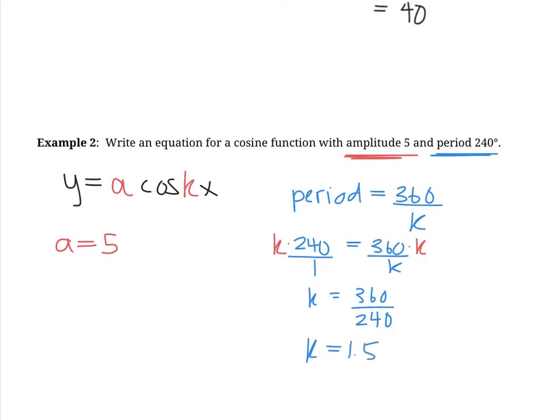So if we were to put this all together, our equation would be y is equal to, our A value is 5, and we know we're using the cos function. We know our K value is 1.5, and then we have our input, which is x.